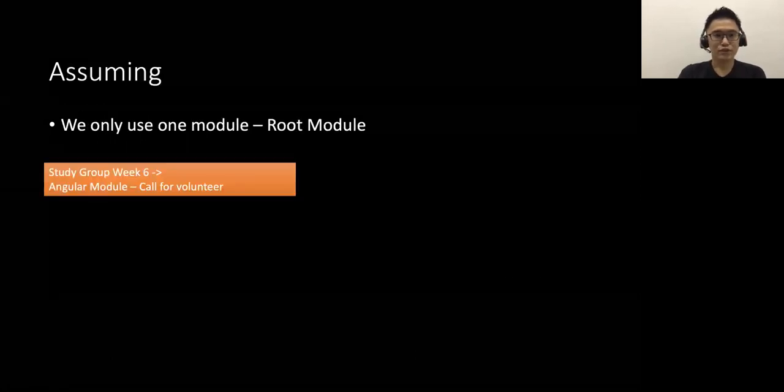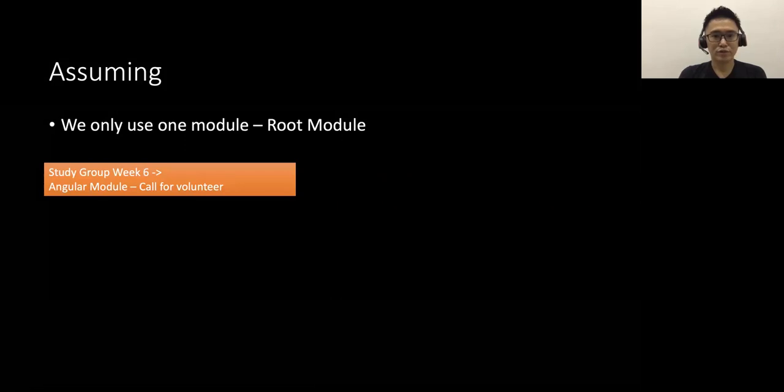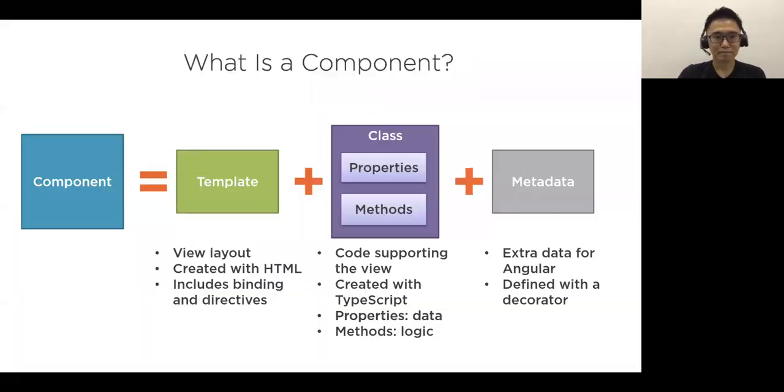Assuming today we only use one module. Last week we roughly talked about modules. A module is something that groups components together. Because we are not touching on modules, and modules will be covered in the week 6 lesson, assuming today we are going to use one module, which is the root module. All right, let us start.